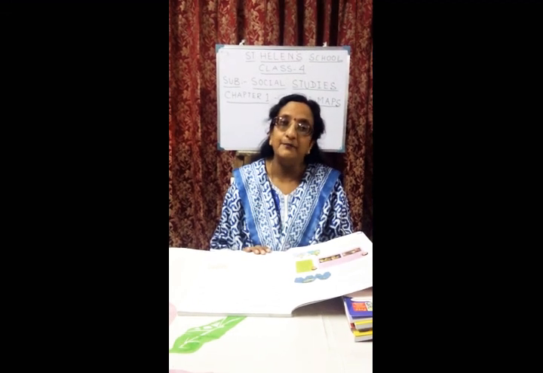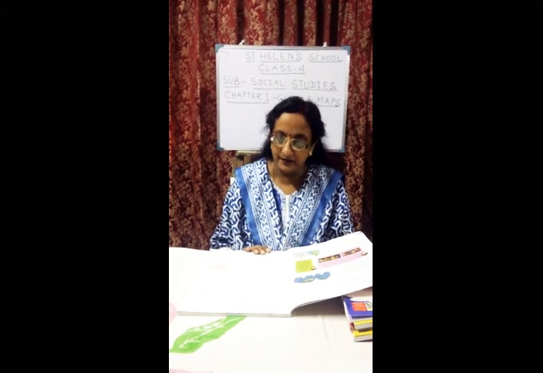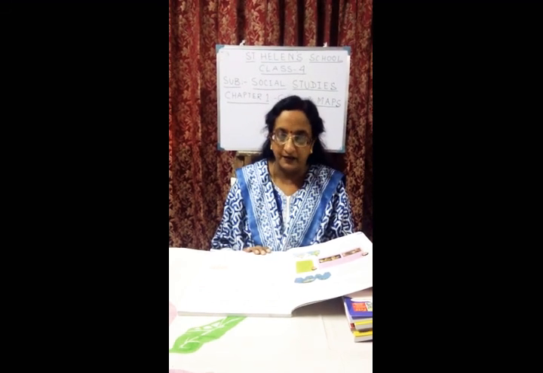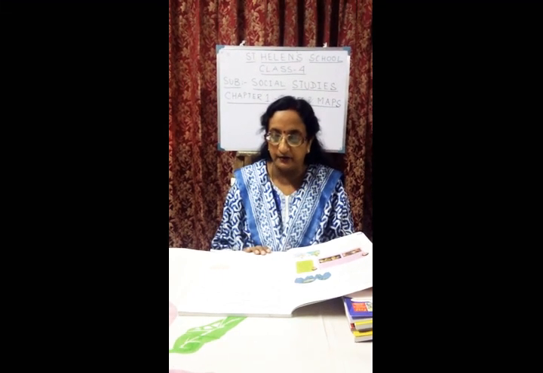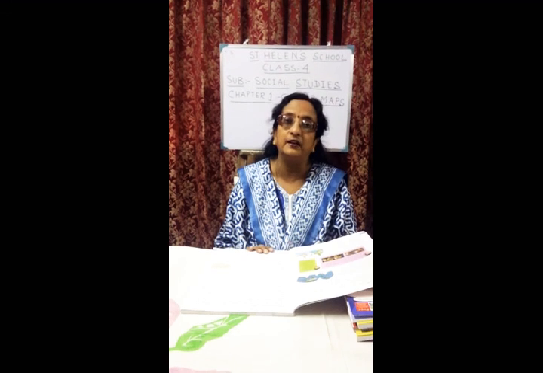Now children, please come to the next point, that is map scale. Map scale is defined as the relationship of the distance between 2 points on the map to the corresponding distance on the ground. In other words, the scale shows the relationship of distance between 2 places on a map and the actual distance between those 2 places on the ground.